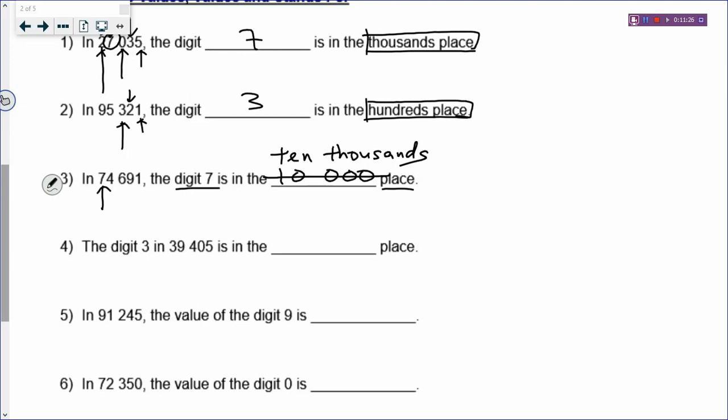Okay, the digit 3 in 39405 is in what place? If you look at this, it is ones, tens, hundreds, thousands, and again 10,000s. You have the 10,000 place again. So 10,000s. Do take note: do not write in numbers. You have to write in words. 10,000s.